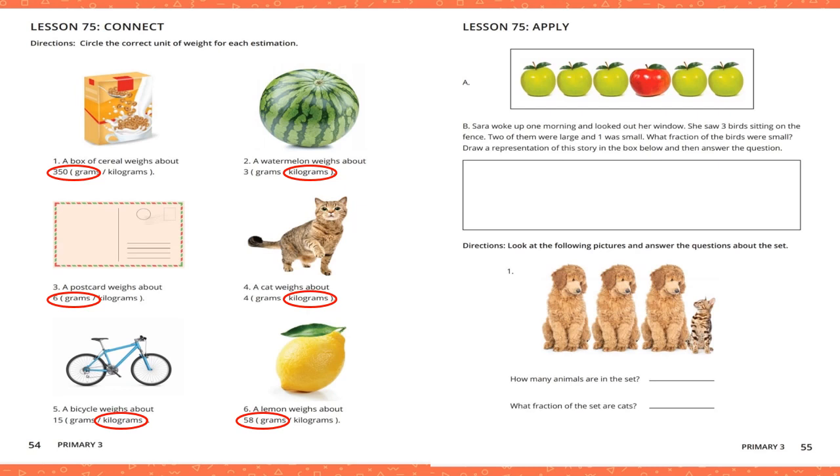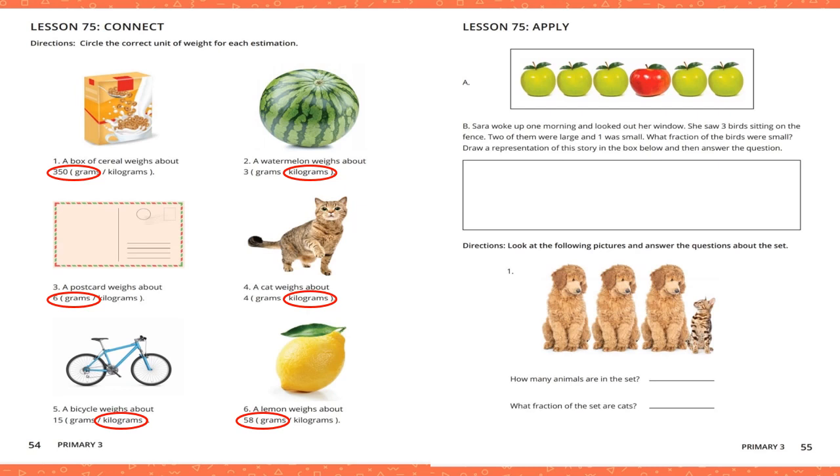If I want you to find the fraction of red apple, how many red apples here? 1. 1 out of what? In the denominator we write the total number. So 1 over 6. So the fraction of red apple is 1 over 6.